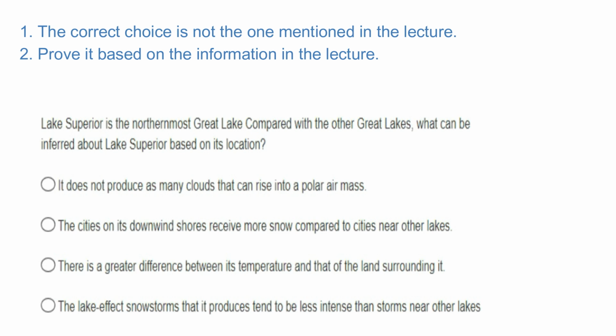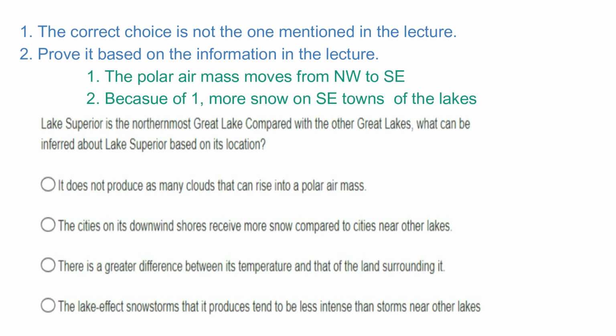So what can we know about Lake Superior based on the information that it is the northernmost lake? These are some relevant facts you know from the lecture. First, the continental polar air mass moves from northwest to southeast. Second, northwest towns surrounding the Great Lakes don't get as much snow as southeast towns surrounding the Great Lakes. A, there's nothing we can infer about clouds based on the fact that Lake Superior is the northernmost lake. So A is not an attractive option.